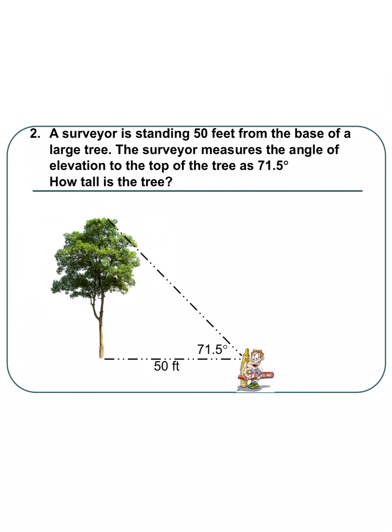All right, here we have a surveyor who is standing 50 feet from the base of a large tree. He measures the angle of elevation to the top of the tree to be 71.5 degrees, so that's our angle here. And here's the 50 feet he is from the tree. The question that we have is how tall is the tree?